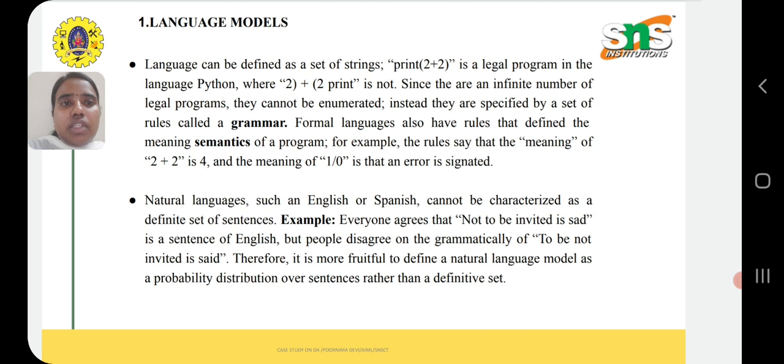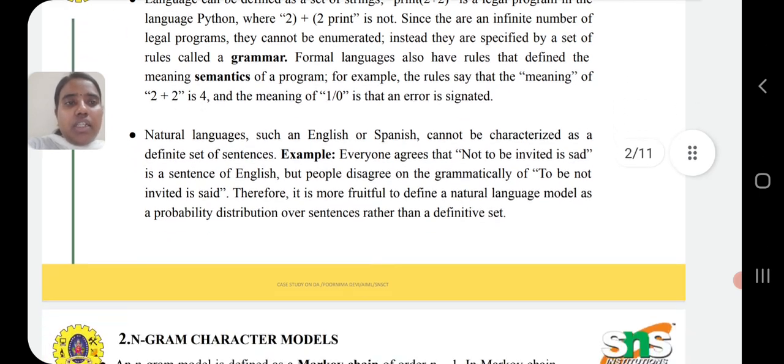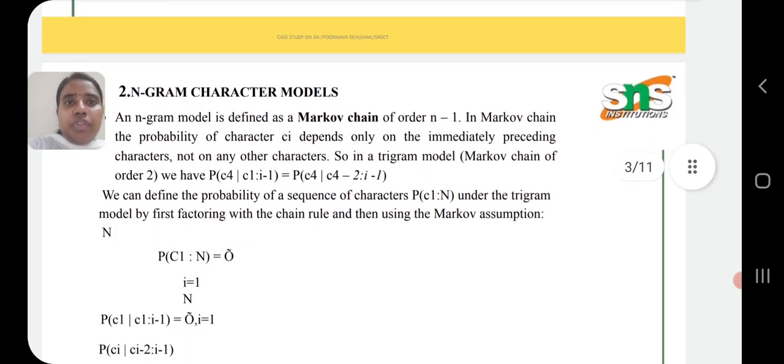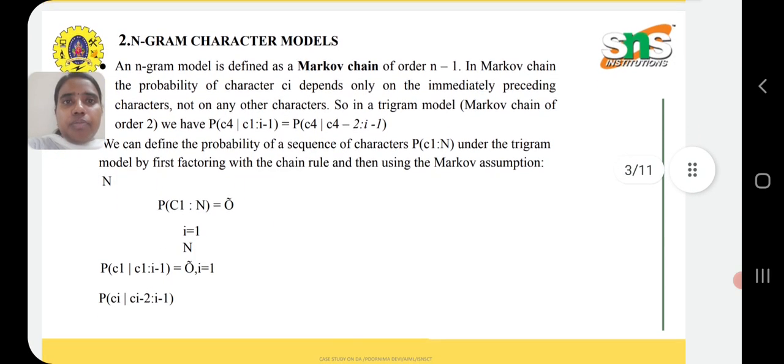Natural languages such as English or Spanish cannot be categorized as a definite set of sentences. For example, everyone agrees that "not to be invited is sad" is a sentence of English, but people disagree on the grammaticality of "to be not invited is sad". Therefore, it is more fruitful to define a natural language model as a probability distribution over sentences rather than a definitive set.